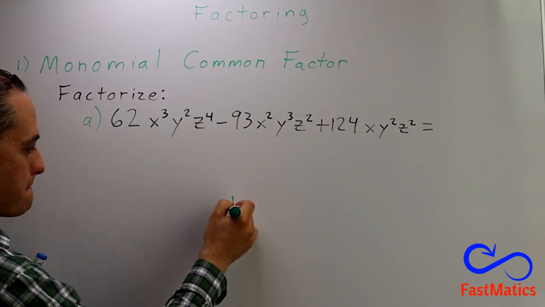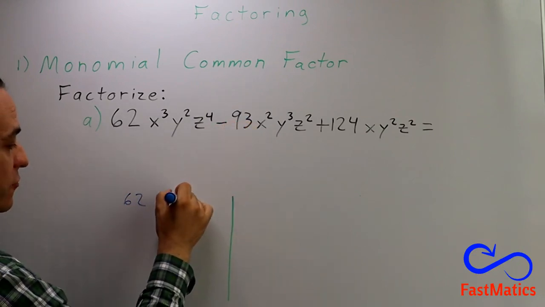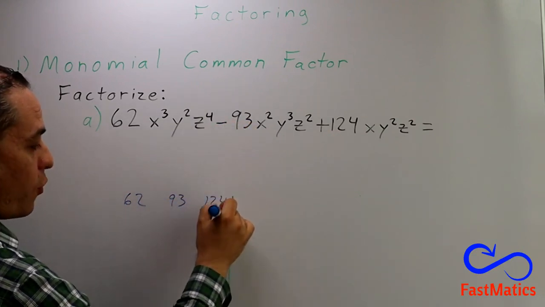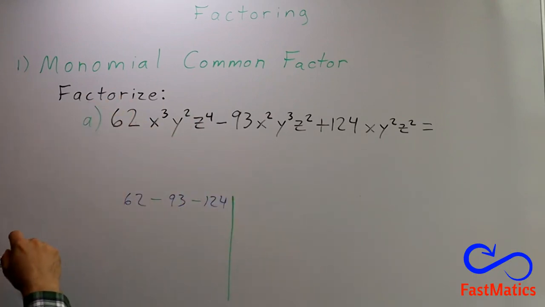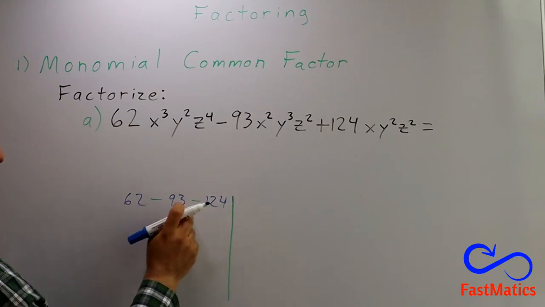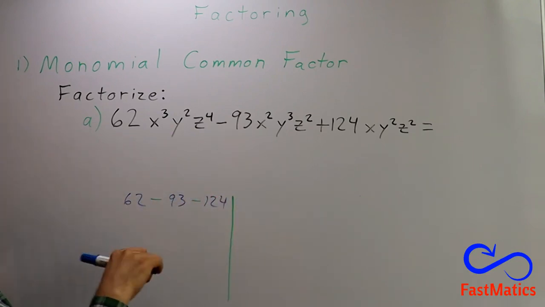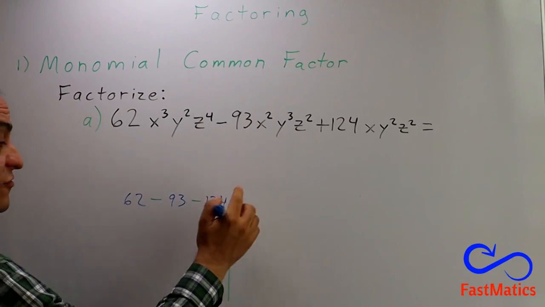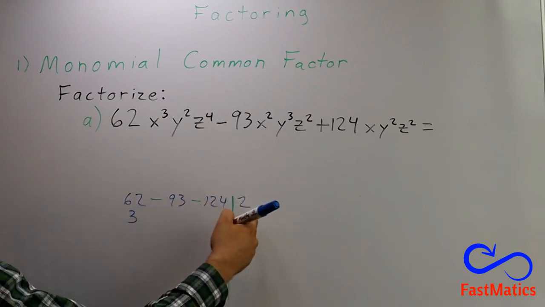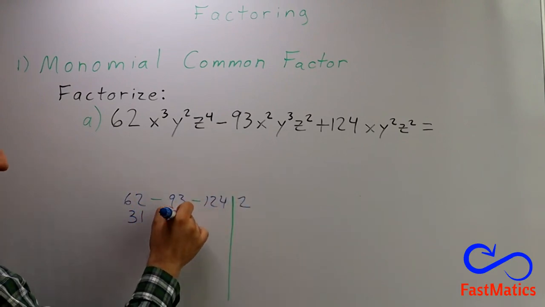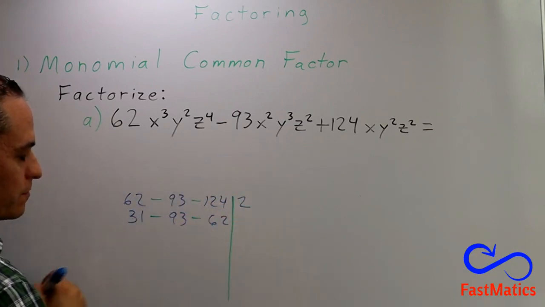Let's do it. We write 62, 93, and 124. Remember our video about the greatest common divisor? So we see if we can divide each number by 2. Here we have an even number and here we have another even number, so we can divide them by 2. 62 divided by 2 is 31. 93 is an odd number, so I can't. And 124 divided by 2 is 62.